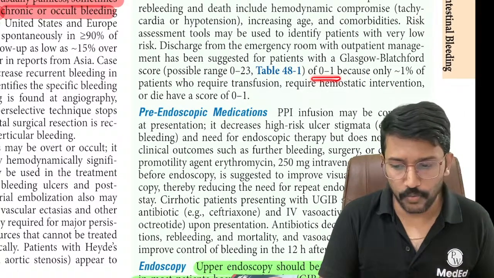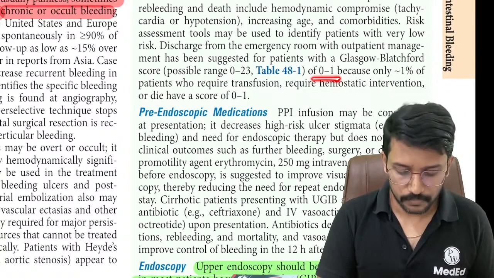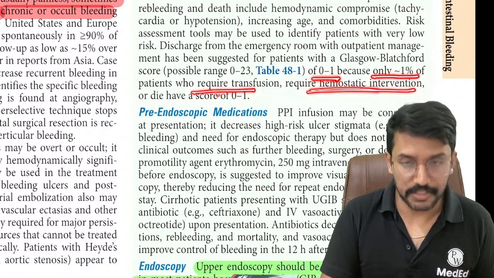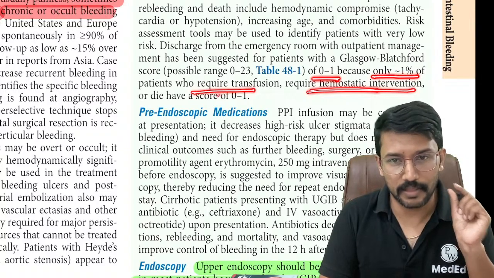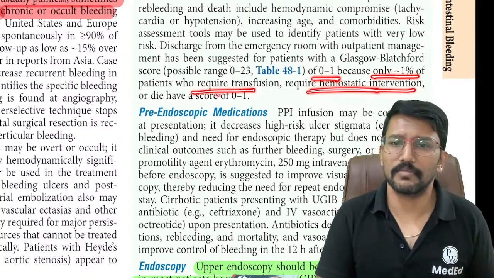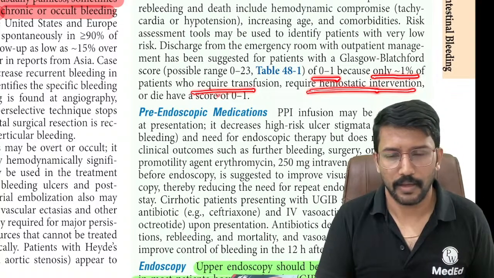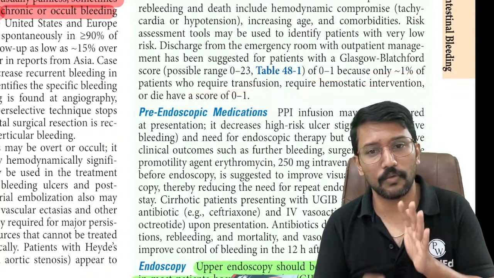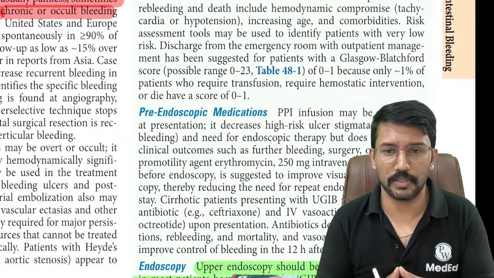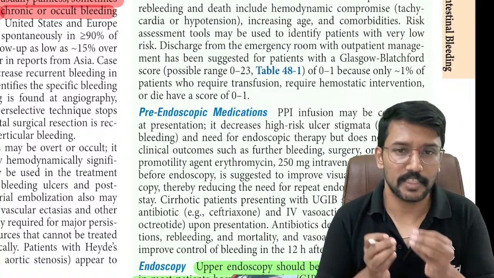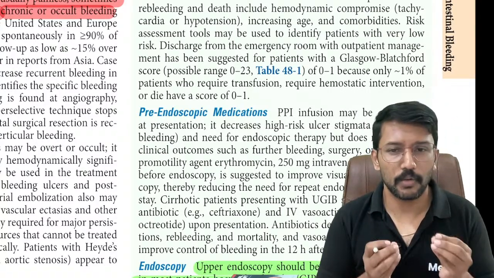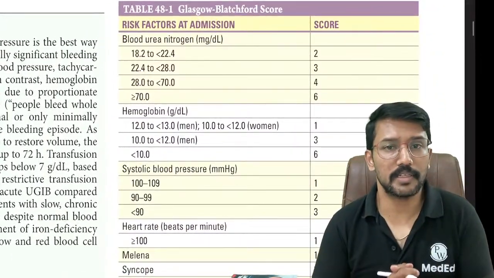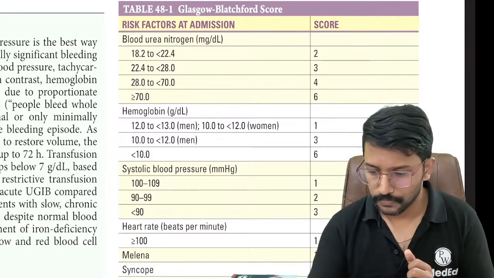When the score is 0 to 1, the risk of need for transfusion or hemostatic intervention, that is trying to clip the bleeding vessel with an endoscopic procedure, is less than 1%. Such patients can be treated as outpatients. But when the score is more than 1, then the risk of need for transfusion or endoscopic intervention is high. Such patients need to be hospitalized. Now the question is, what are the parameters that go into the Glasgow-Blatchford score?